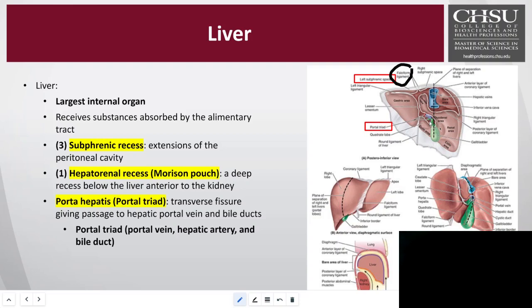One of the regions I wanted to point out here is the number 3. This is the supraphrenic recess. This is a region in the retroperitoneal cavity.